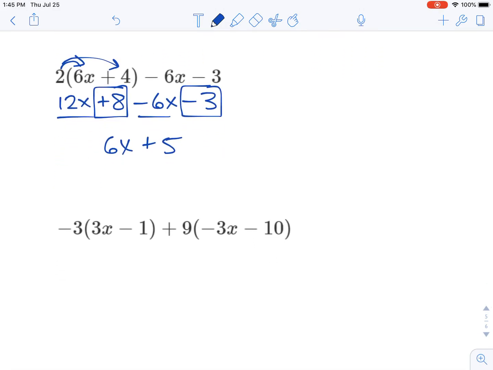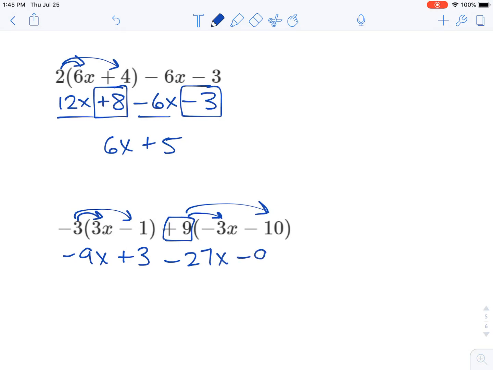For the last one here, it's pretty complicated, but we're going to do the same kind of thing. Multiply the negative 3 into the parentheses here. We get negative 9x. Negative 3 times a minus 1 is a plus 3. And then this 9 gets multiplied into the other parentheses. So 9 times negative 3x would be minus 27x, and then 9 times negative 10 would be minus 90.